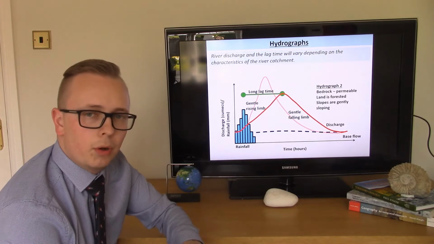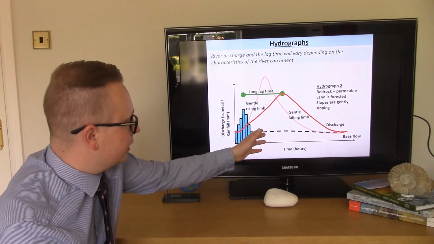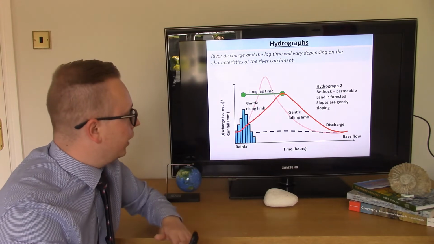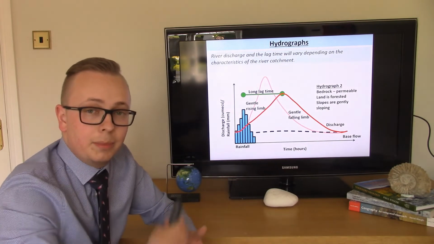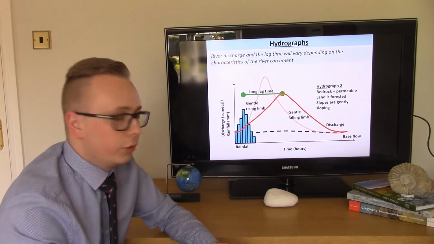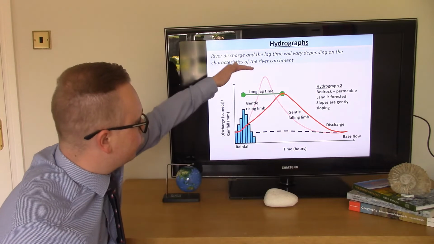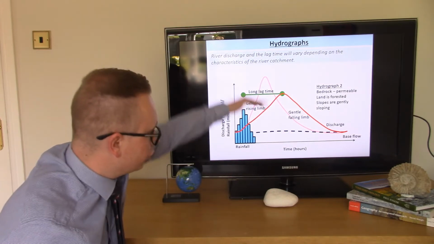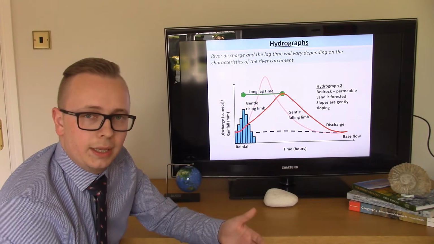Now there's two really important things here. If you were living in one of these catchments, you would want to live in this second one. Not only has it taken longer to reach peak discharge, so giving people more time to respond to this flood event, but also you'll notice because it's taken longer, the maximum peak discharge is also less, and so the actual impacts of the flooding will also be less.